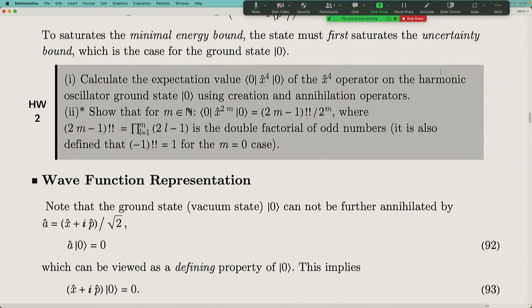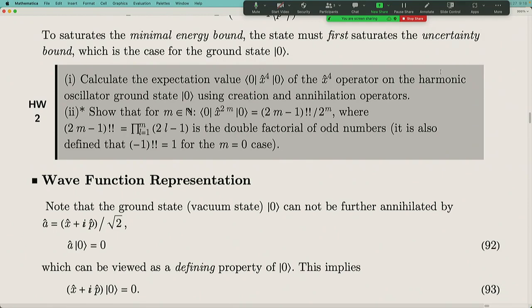But I just want to say that even in this simple harmonic oscillator, we can see some very fundamental facts about quantum mechanics. This uncertainty relation actually requires that even if the system has no motion, it has some amount of energy associated with quantum fluctuations. Okay. So here comes the homework 2.